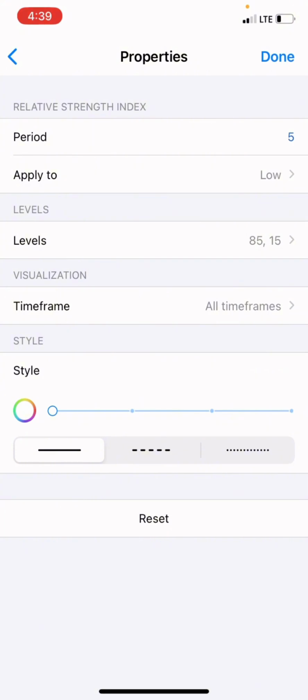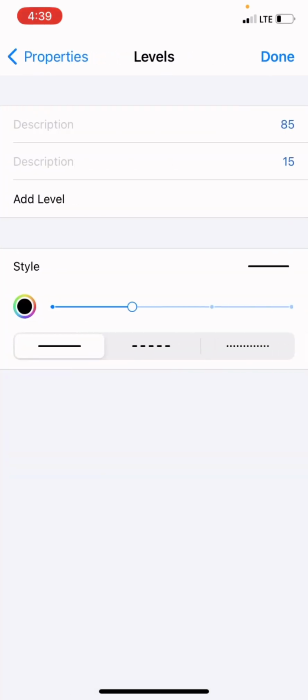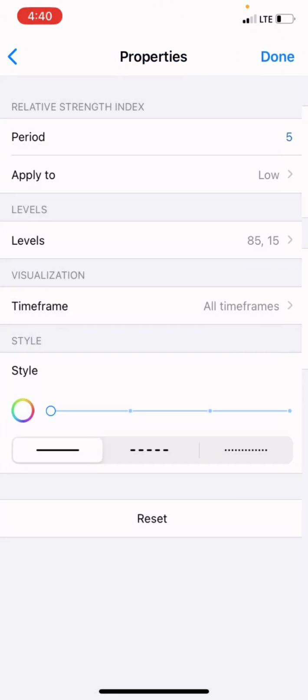So we are using period of 5, apply to low, levels 85 and 15. Please change the color here, make sure it is visible on your chart. You can see my background is white, so I'm using black color. You can decide to use black, or you can decide to use whatever color that will be visible on your chart. And if the background of your chart is the opposite of my own, is dark, right, make sure you use a color that is visible, like white, right? Click done when you're done with that.